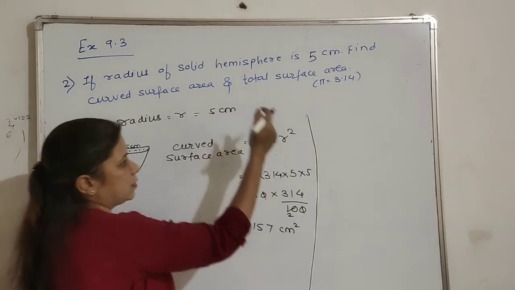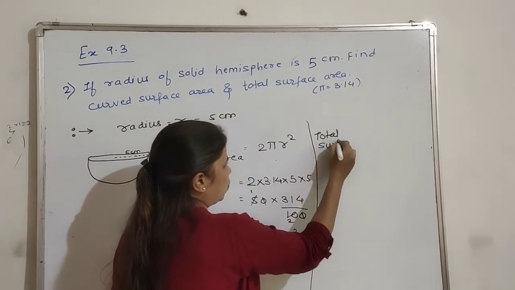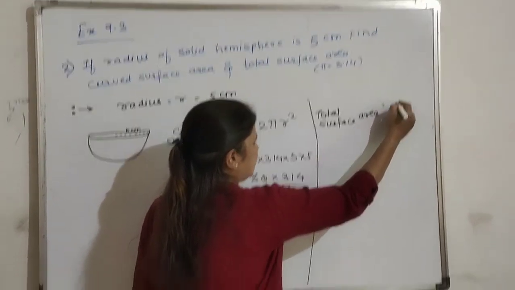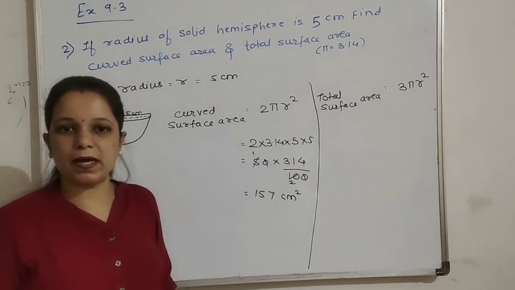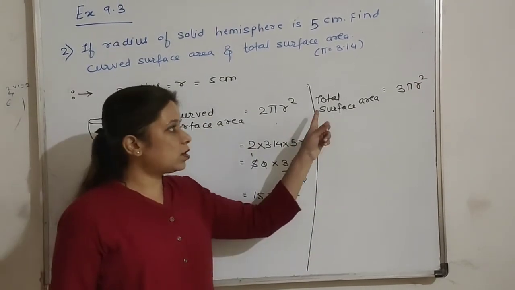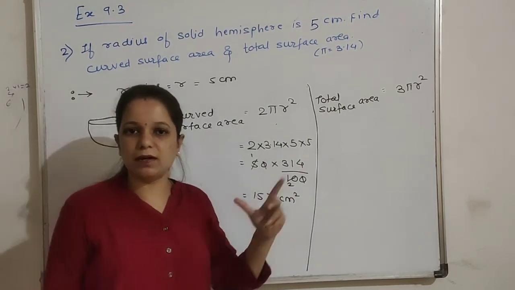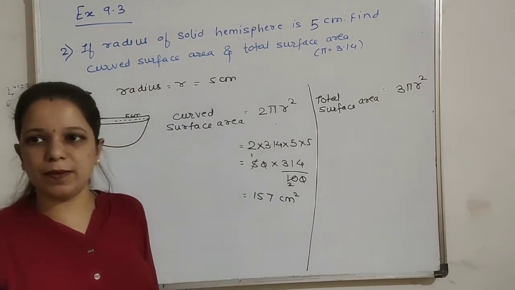The next formula for total surface area of hemisphere is 3 pi r square. We have seen why 3 pi r square, because total surface area is given with the formula. Yesterday we have derived the formula for total surface area of a hemisphere. It is 3 pi r square.